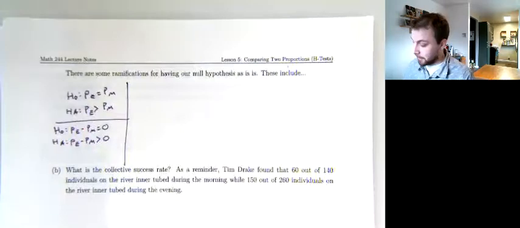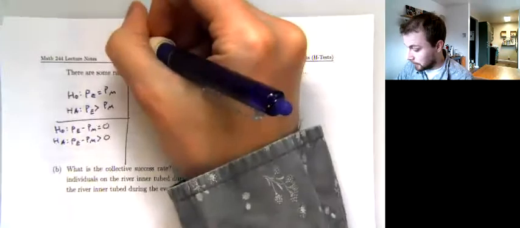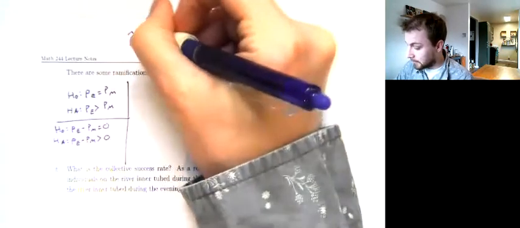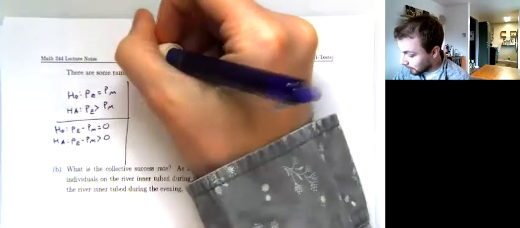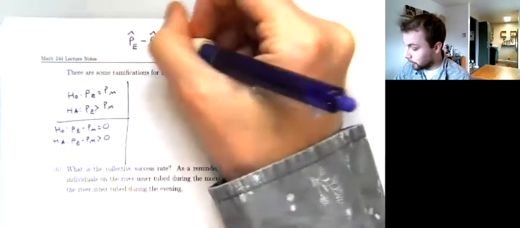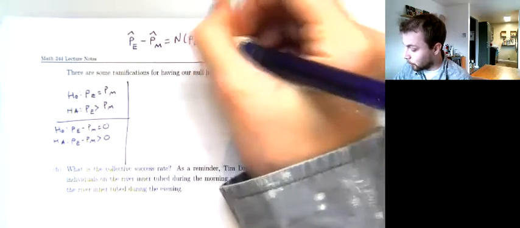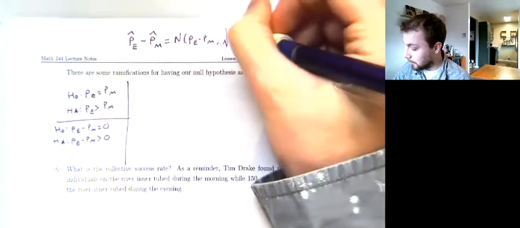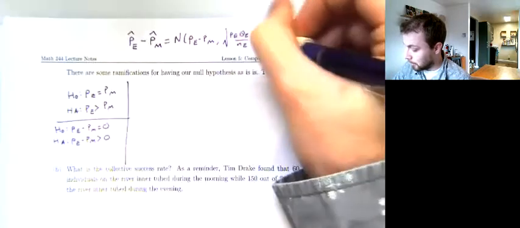I have my hypotheses. I'm going to try to come up with my model. Reminder, my model is success rate for the first group minus success rate for the second group. We've already decided that we're going to do evening minus morning here. It is normally distributed with the center of evening minus morning for the population success rates. Evening, morning.